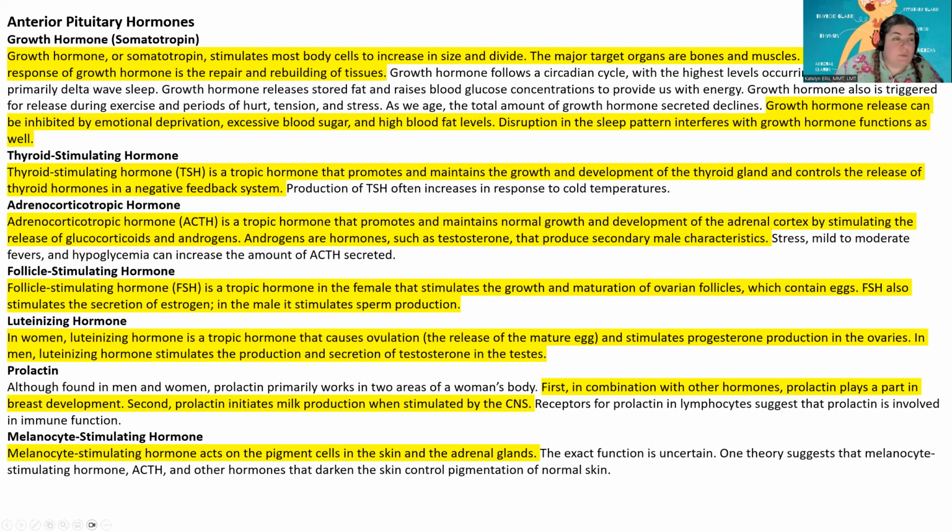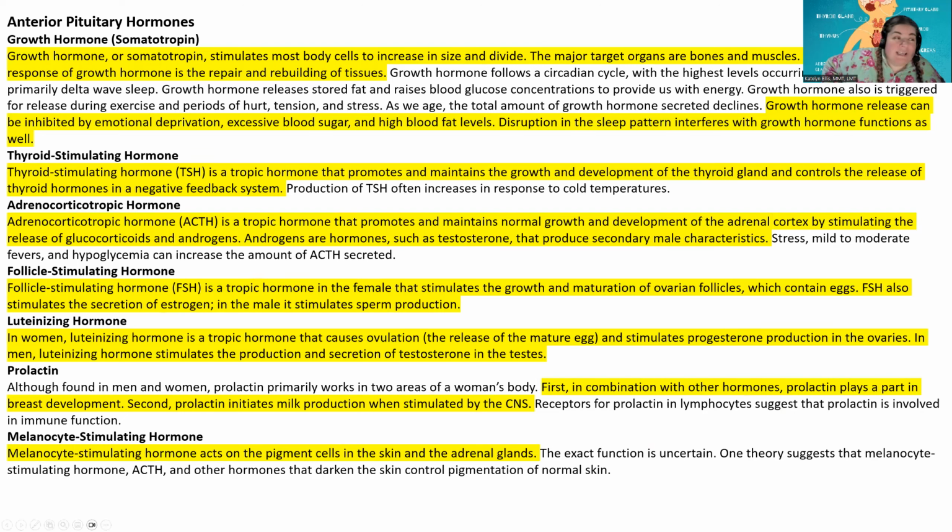So the anterior pituitary hormones include growth hormone, which is somatotropin. That stimulates most body cells to increase in size and divide. The target organs are bones and muscles. I always use the example of you've been tearing up your muscles in the gym trying to get big. It's actually growth hormone that builds them back and makes them hypertrophic. It makes them bigger as they grow while you sleep. It also repairs and rebuilds tissue. Things such as wound healing have part to do with growth hormone.